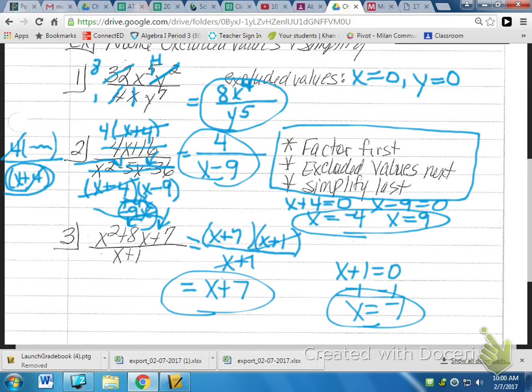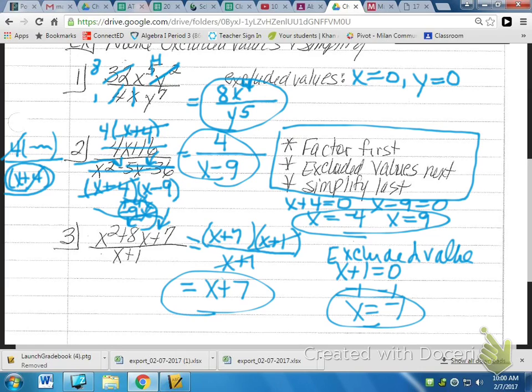So on all of these, you factor as low as you can. You find the excluded values from that denominator and you name them. And then you cancel out any common factors from top and bottom. And what remains is your simplified answer. Olivia. This is my excluded value. I do that off to the side so it doesn't get confused with the actual problem.